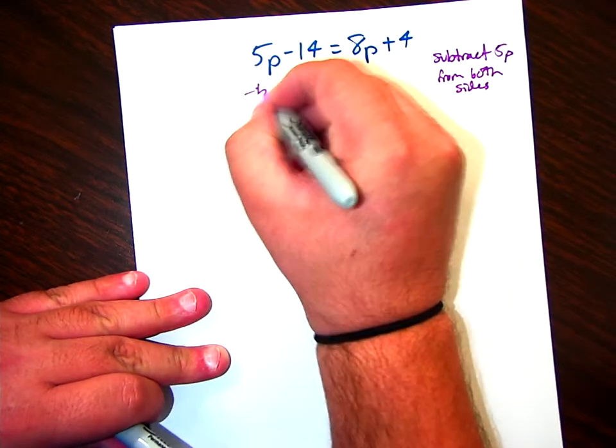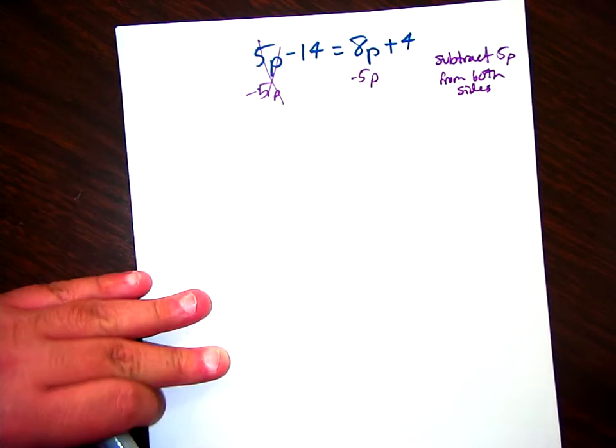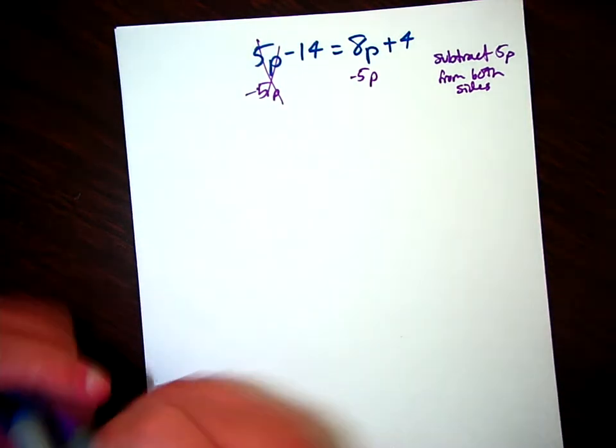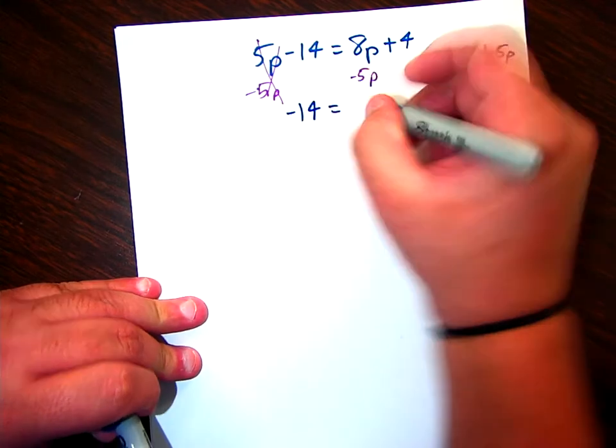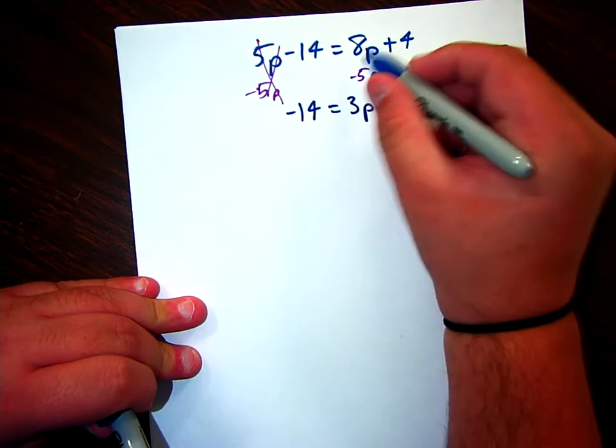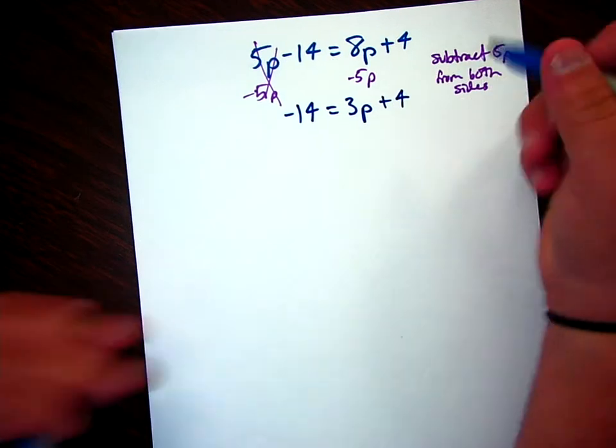And these cancel out. So our new equation is going to be negative 14 equals 3p, because 8p minus 5p is 3p, plus 4.